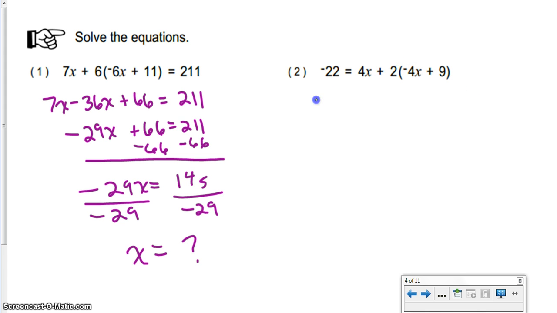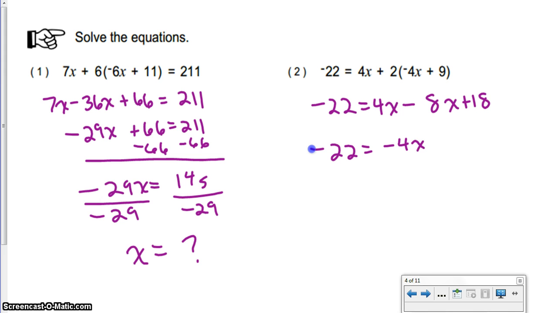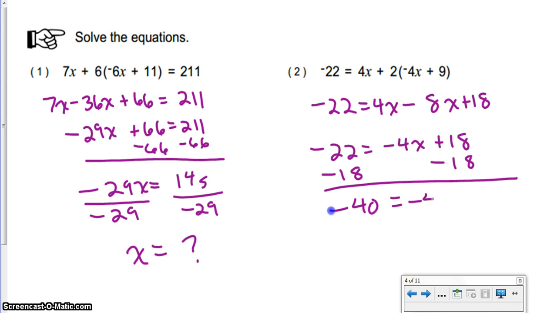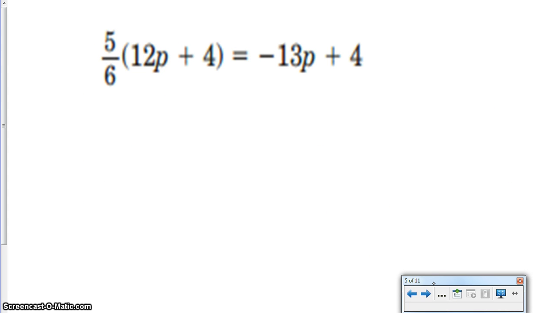Next one. Do distributive property, 4x minus 8x plus 18. Combine like terms on the same side of the equation. Use additive inverses to remove the constants to the other side. Multiplicative inverse to isolate the variable. You finish the rest.